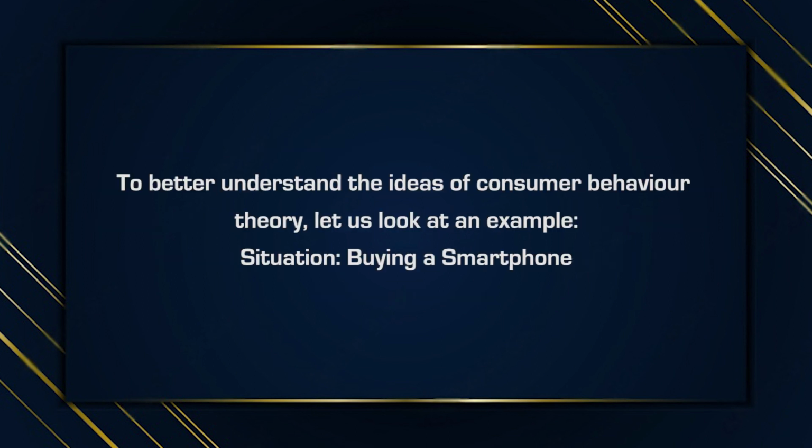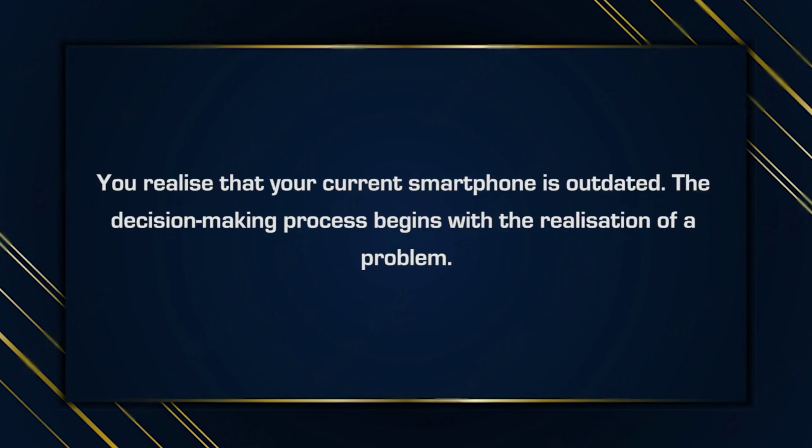Illustration. To better understand the ideas of consumer behavior theory, let us look at one example situation, buying a smartphone. Let us say you want to buy a new smartphone. There are multiple steps in your decision-making process that reflect the main ideas of consumer behavior theory. Problem recognition. You realize that your current smartphone is outdated. The decision-making process begins with the realization of a problem.